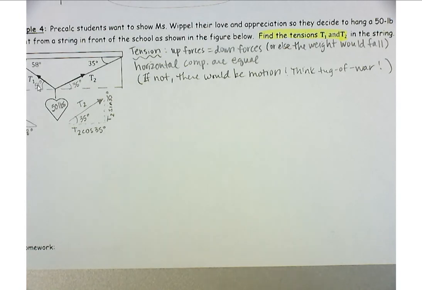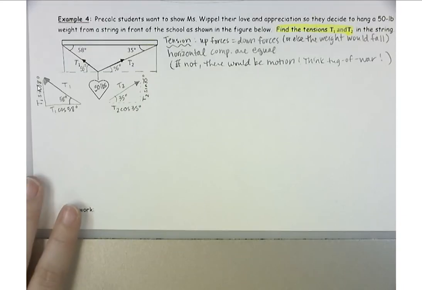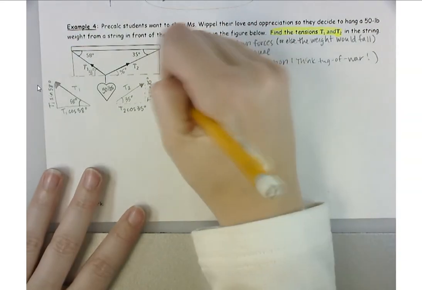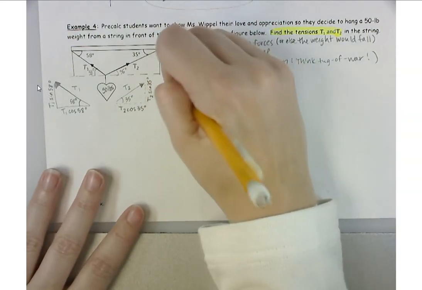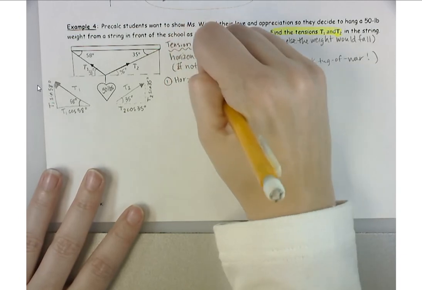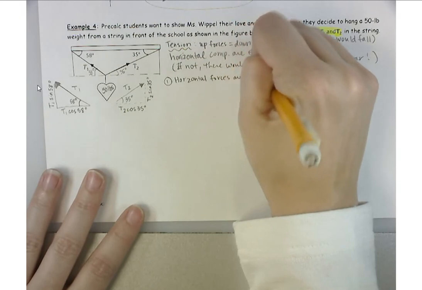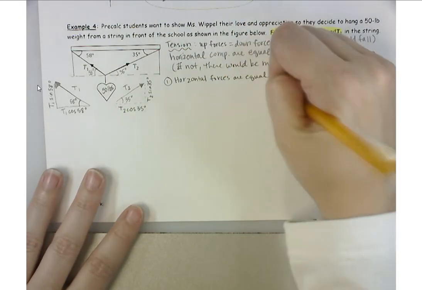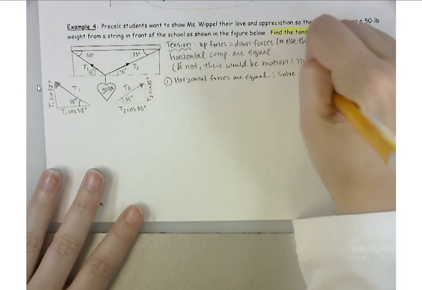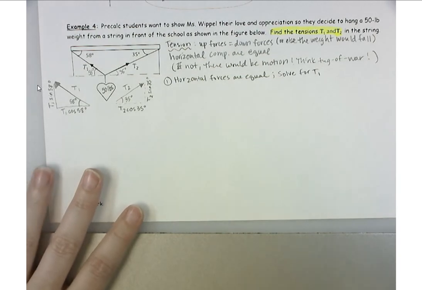Okay, now that we have that, I'm going to give you a series of steps that you can follow to help you solve this. Your first step is going to use the fact that horizontal forces are equal. We are going to set up that equation and solve it for T sub 1. Now really, if you wanted to solve it for T sub 2, you could. I just like to solve for T sub 1.